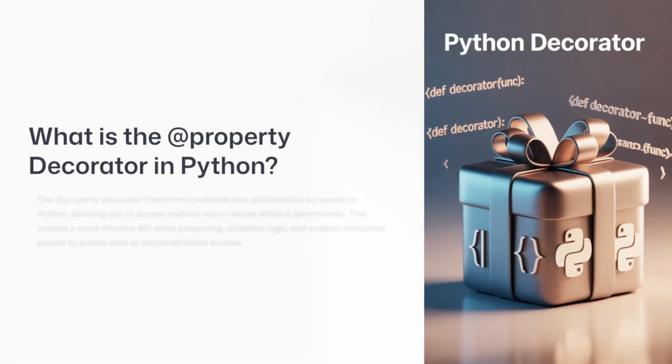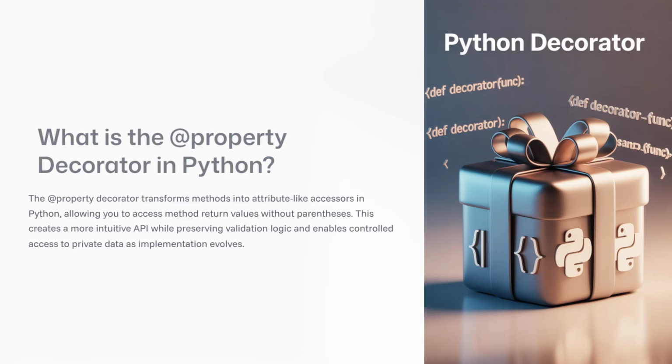So in this video we are going to look at what exactly is the @property decorator inside of Python. The @property decorator transforms methods into attribute-like accessors in Python, allowing you to access method return values without parentheses, and this creates a more intuitive API while preserving validation logic and enables controlled access to private data as implementation evolves. So how exactly do we use @property in practice?